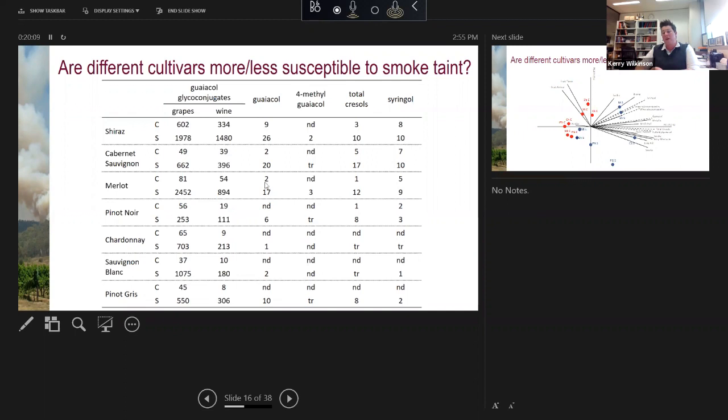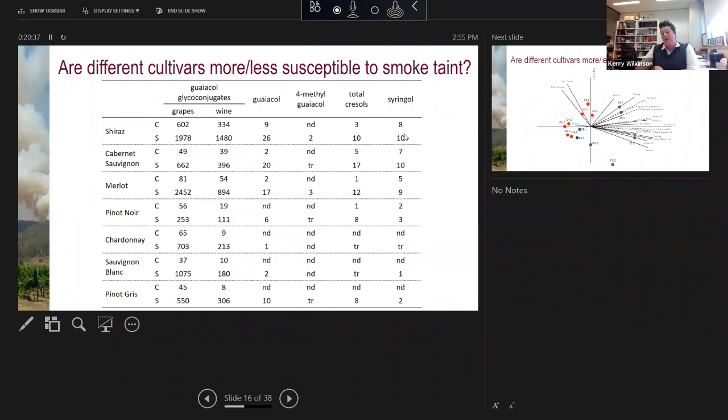But we can see in all of our smoke-affected red wines, these elevated concentrations of volatile phenols, in particular guaiacol and cresols and syringol, much higher levels than what we see in the corresponding controls as a consequence of smoke exposure. Again, Shiraz has higher background levels in the control wine as a consequence of these compounds occurring naturally.